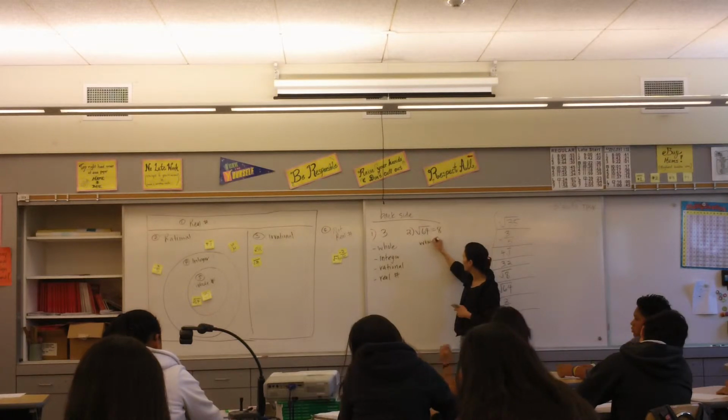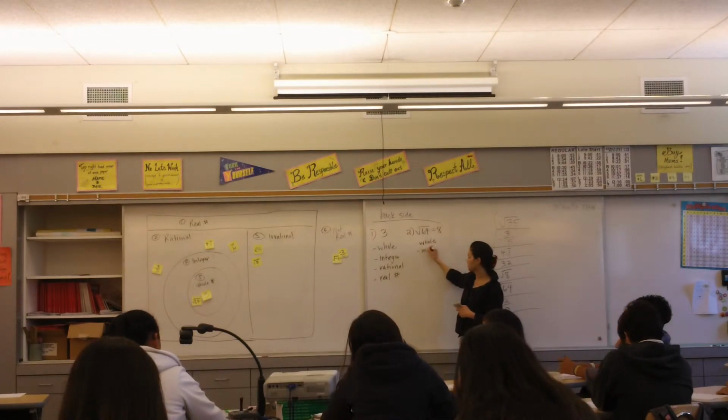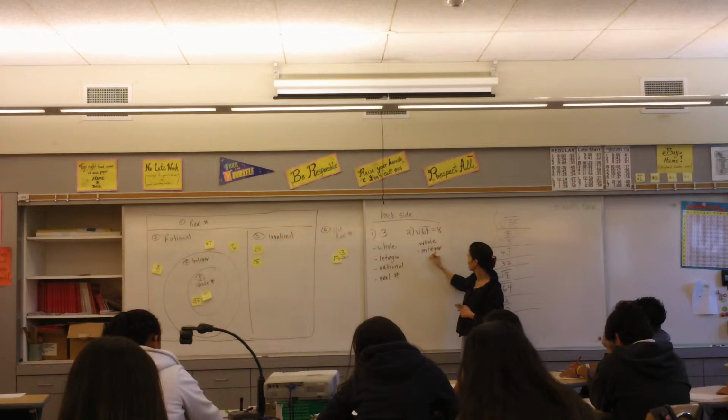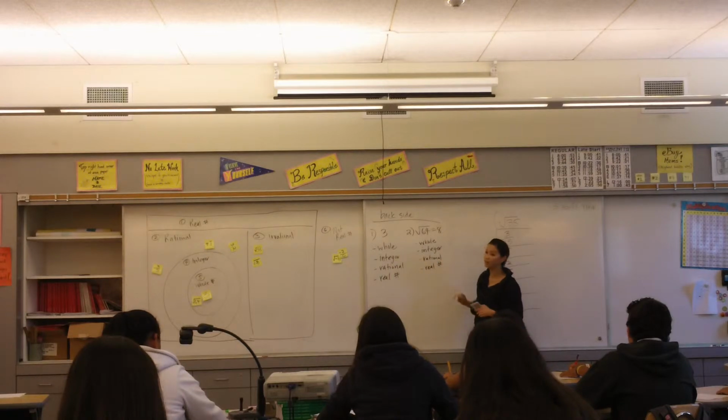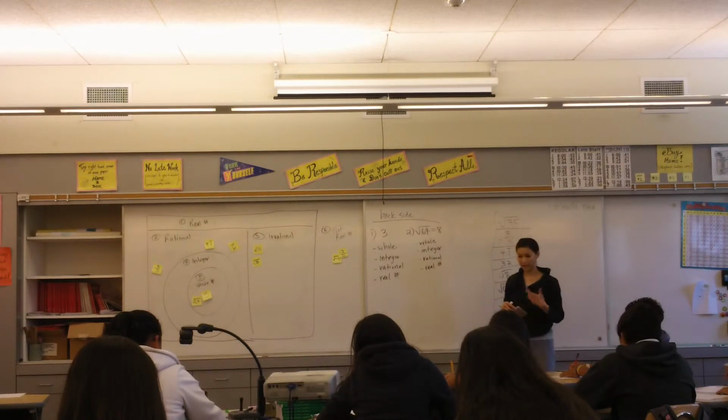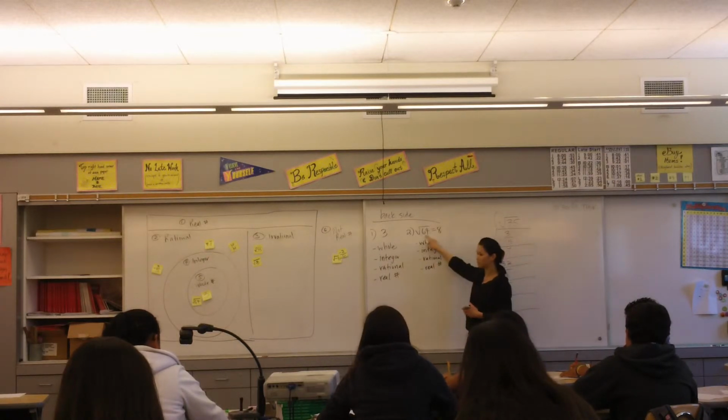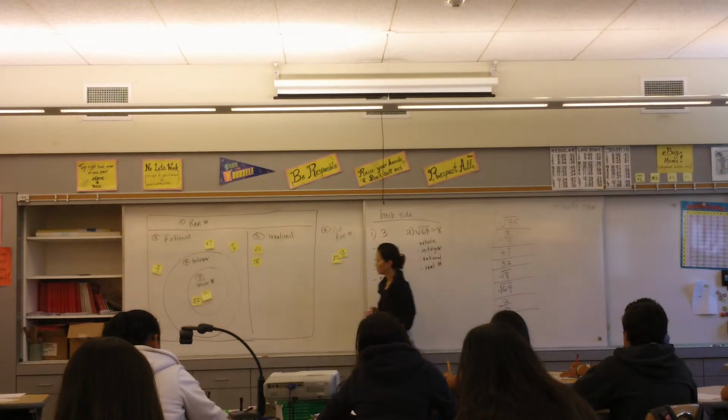What else? What other names do we have? Integer. Rational. Real number. So look, there are 4 names for this number 8, which is coming from the square root of 64. Okay?